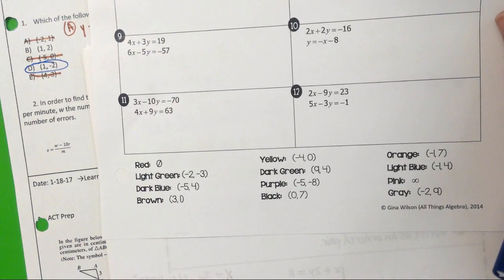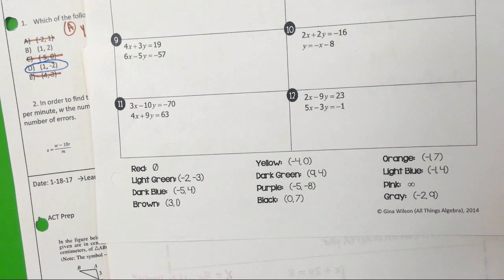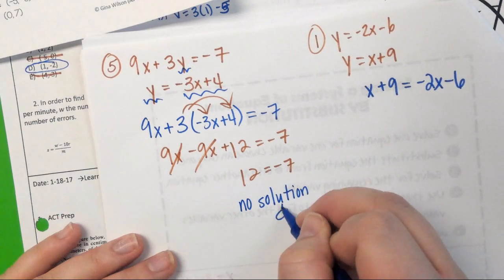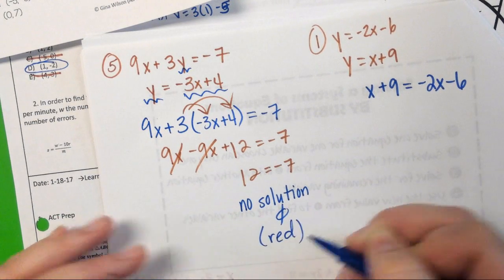And here, let me show you the key. Which one of these colors should I color? Red, light green, dark blue, brown? Red. It looks like the empty set, and it also means no solution. So I'm going to color number 5 red.